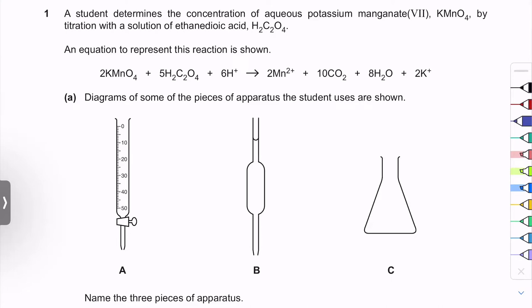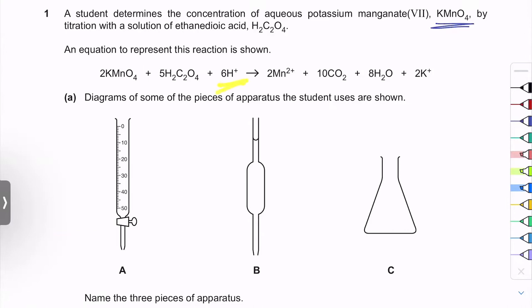Okay, so a student determines the concentration of aqueous potassium manganate. Now, what do you need to know about potassium manganate? What color is it? Purple. Very good, Satija. And what is it used for? It is used as an oxidizing agent. What does that mean? That means whatever it's reacting with should be a reducing agent. And if the reaction happens, then it goes from purple to colorless. So keep that at the back of your mind when you're solving this question.